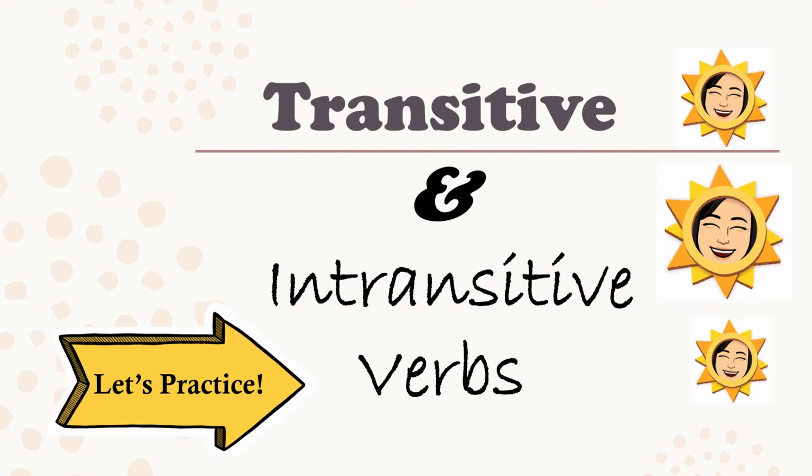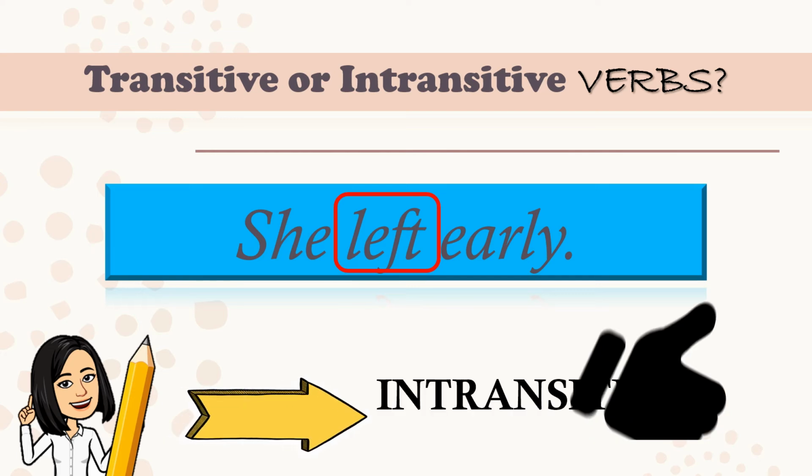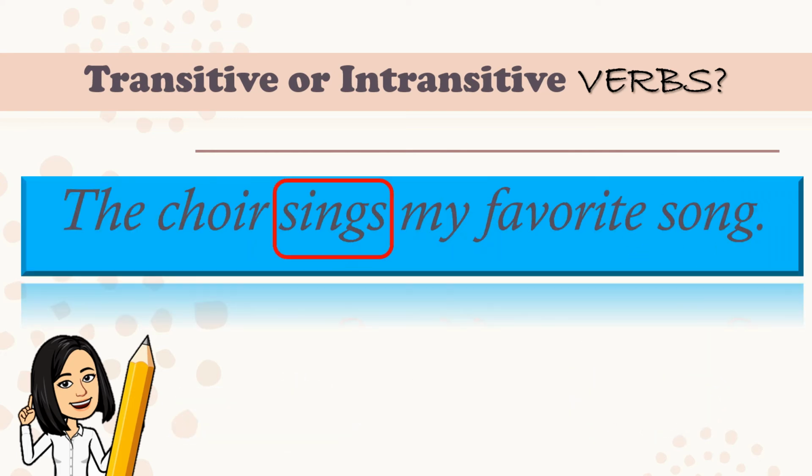Okay, let's have some practice. Now, let's identify whether the following sentences use transitive or intransitive verbs. Now, number 1. She left early. What do you think is the answer here? Transitive or intransitive? Intransitive, very good! How about the next sentence, the choir sings my favorite song?